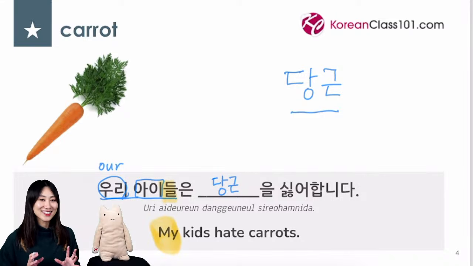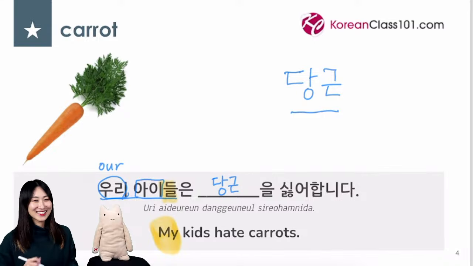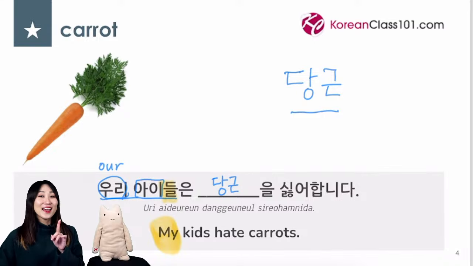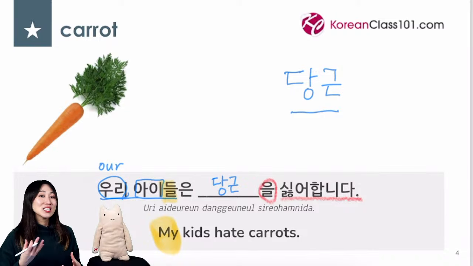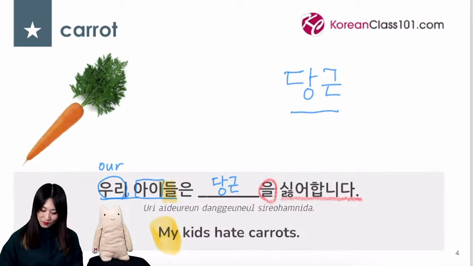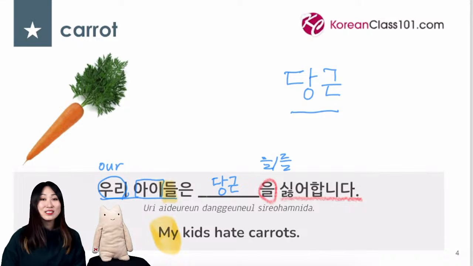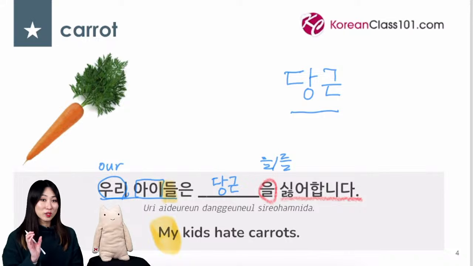싫어하다 means hate. Ooh, it's healthy, please eat. And here's an important thing, which is 을, the object marking particle. Yes, 을 싫어하다. You know, 싫어하다, to hate. 싫어하다 needs the particle 을 or 를. We need the object marking particle.